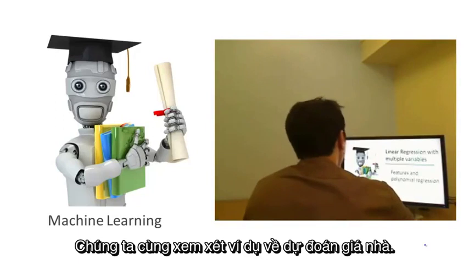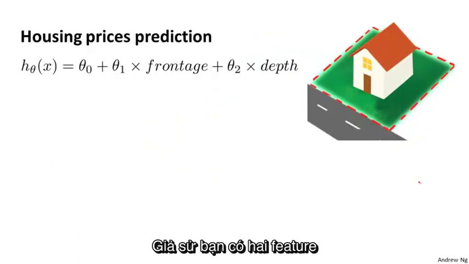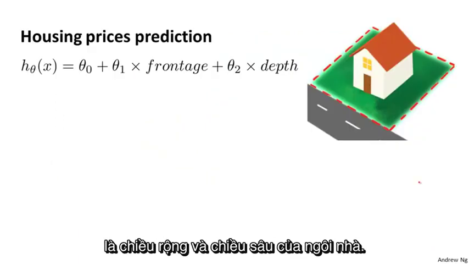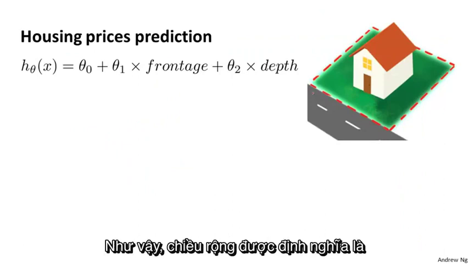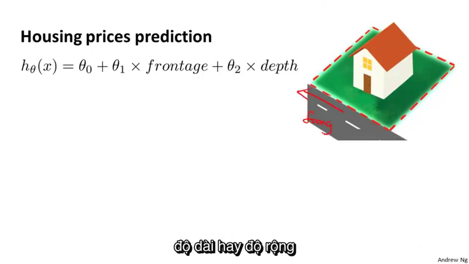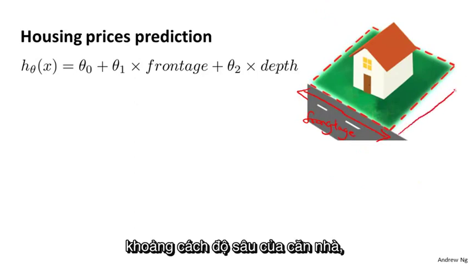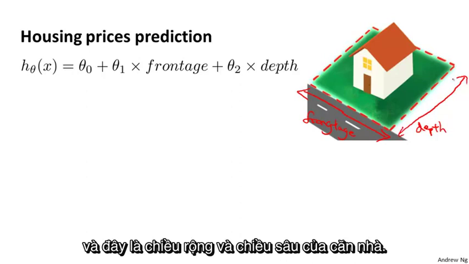Let's take the example of predicting the price of a house. Suppose you have two features, the frontage of the house and the depth of the house. So here's a picture of the house we're trying to sell. The frontage is defined as this distance. It's basically the width or the length of how wide your lot is, of this plot of land that you own. And the depth of the house is how deep your property is. So you have two features called frontage and depth.